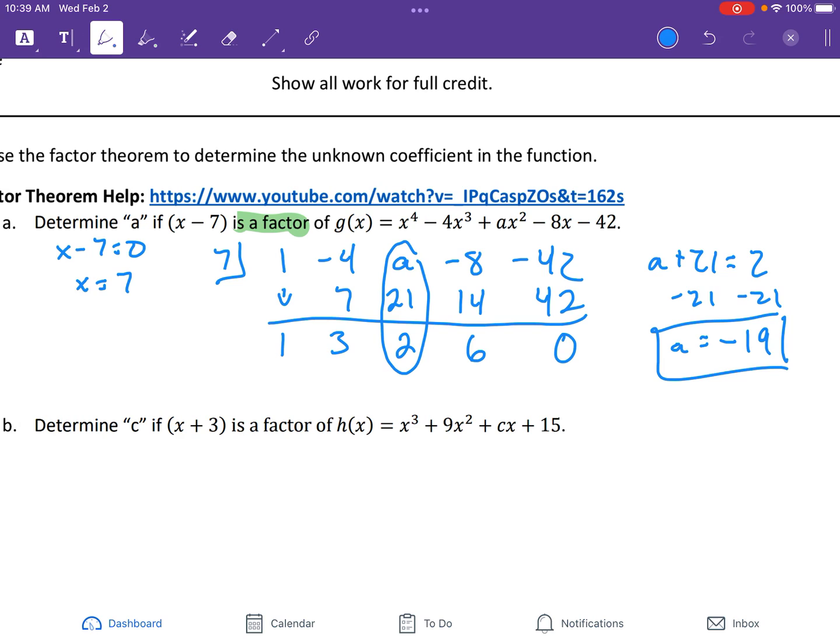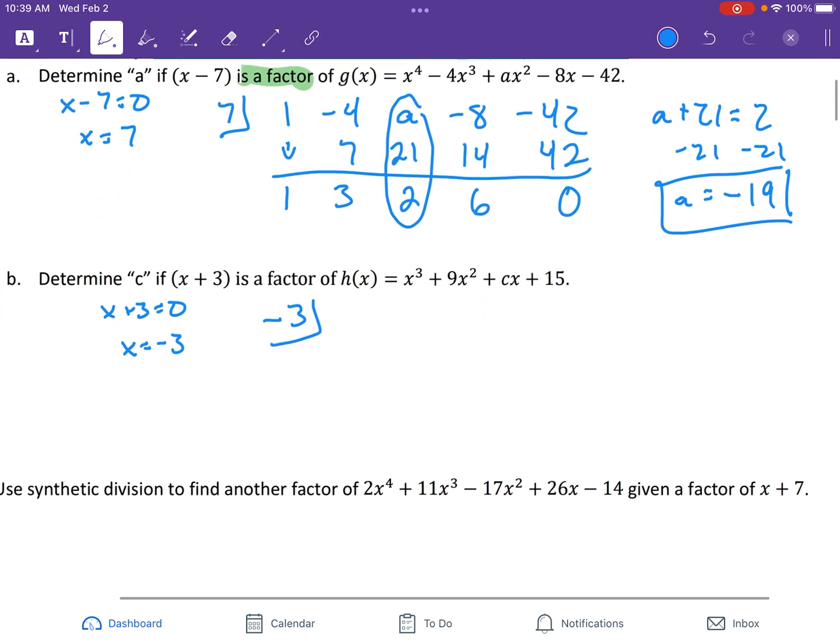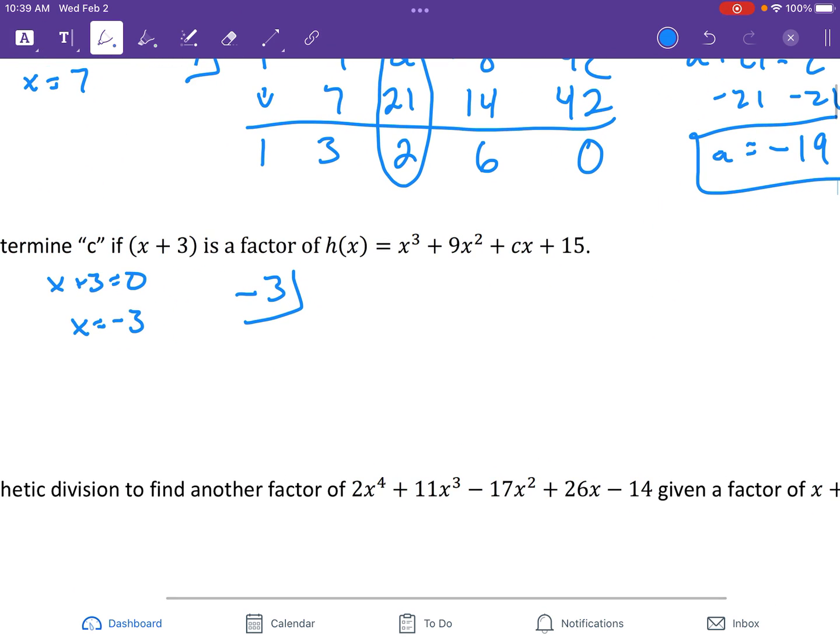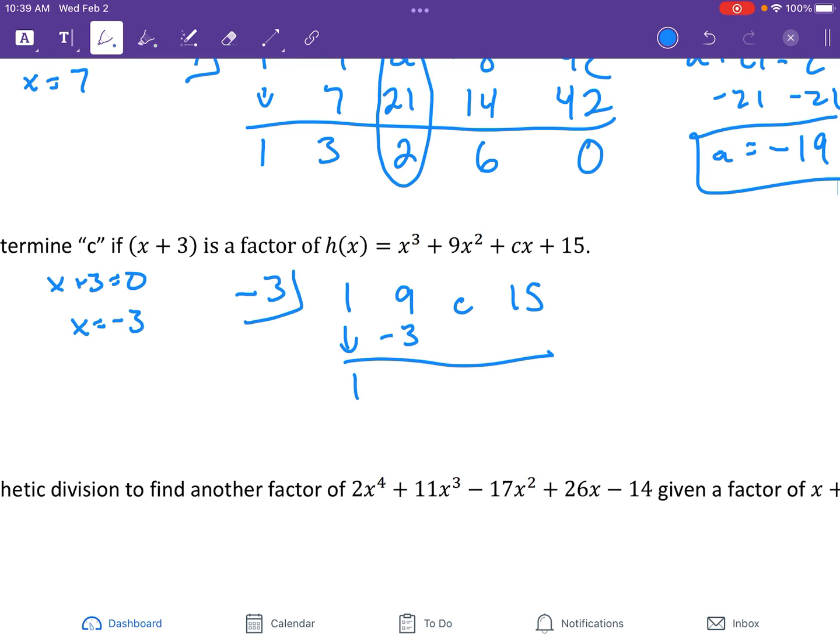Same idea for the next problem. We're going to have x plus 3 set equal to 0, so x will equal negative 3. We're going to put that number in our little box. Our numbers across the top are 1, 9, c, and 15. So drop the first number, which gives us a 1, times negative 3 is negative 3, plus 9 is positive 6, times negative 3 is negative 18, which we can't go any further.